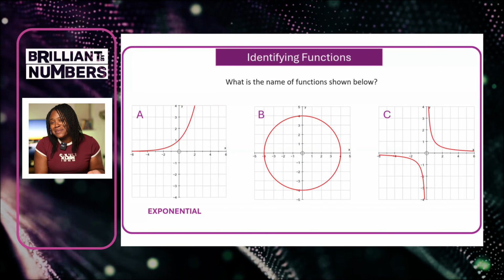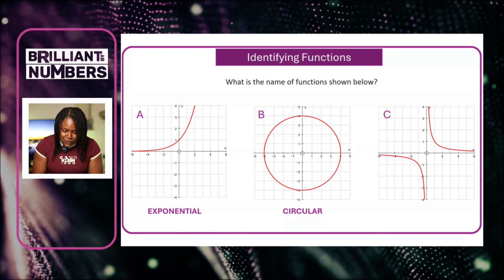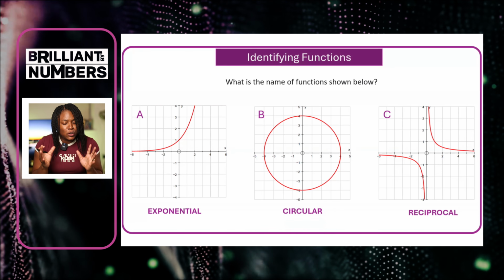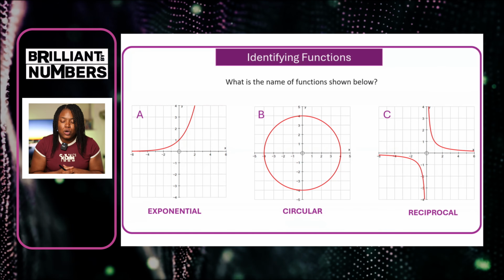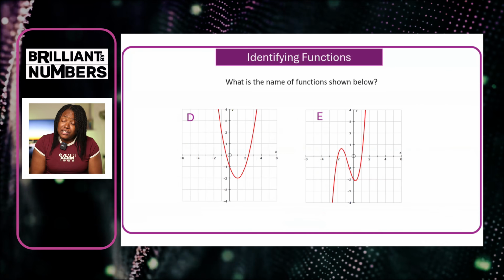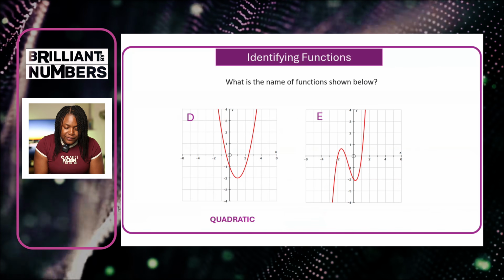For the next one, it's a bit of a giveaway because you've got a circle there. So this one is our circular function. And for the other one, you can see a reflective property going on here. So this one is our reciprocal function. Now we look at these two. The first one here is our quadratic function.